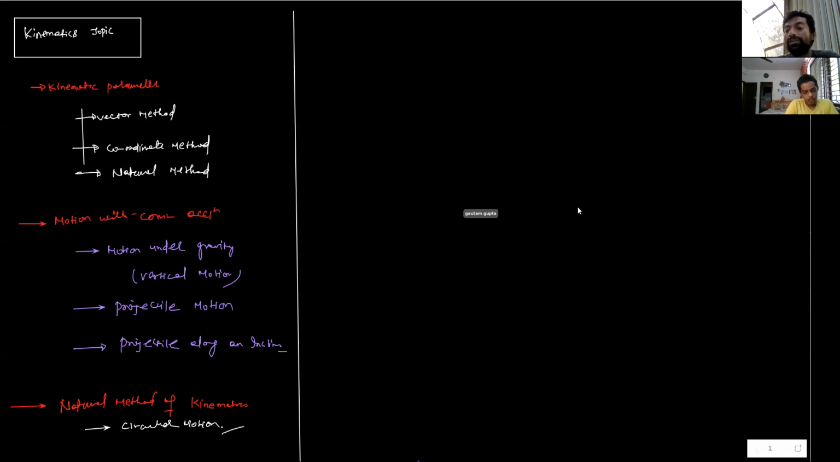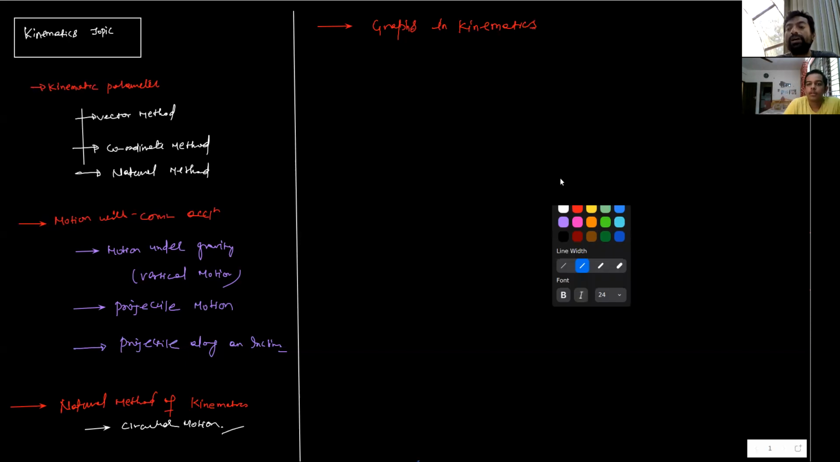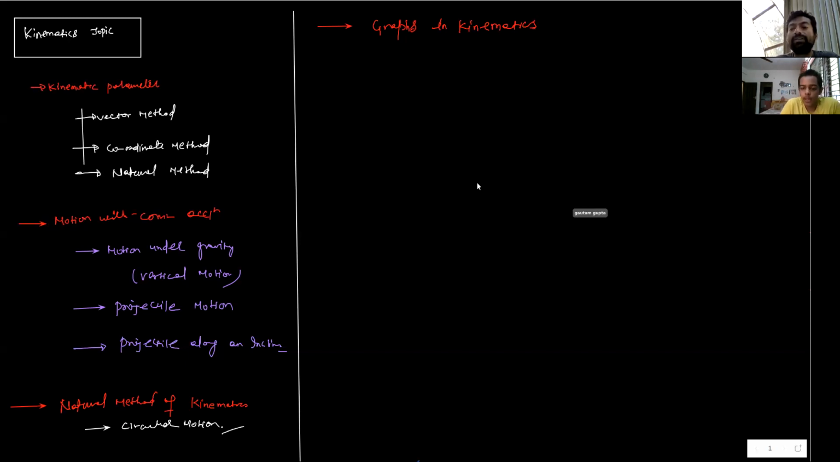Once we do natural motion, then we have to do two more topics, which is the graphs. Vx versus Ax, or if the Vx graph is given, you have to plot the Ax graph like that. Graphs in kinematics, we'll do. This is also a very important topic. They ask a lot of questions on this. And after graphs in kinematics, one last topic is relative motion.